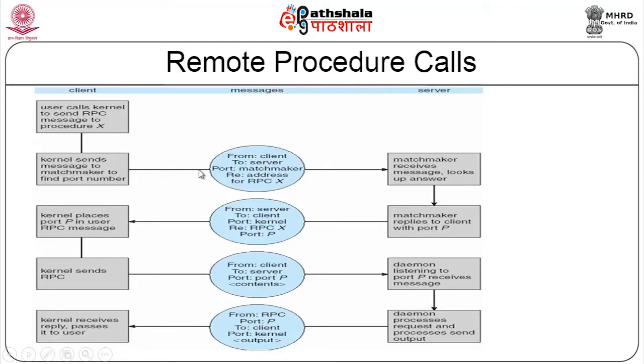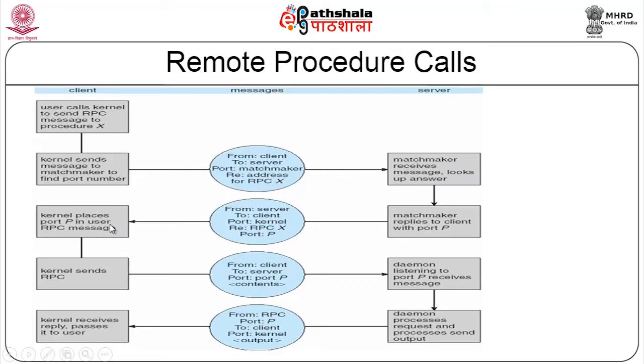The thing that we need to understand here is that we need to know beforehand the port number of the matchmaker, because the matchmaker is the one who knows about the port numbers of the different procedures that are running. So, we just need to know only the port number of the matchmaker. Having known the port number of the matchmaker, this client will send a request to the matchmaker to get the port number of this procedure X. So, the request goes and it will send back the reply.